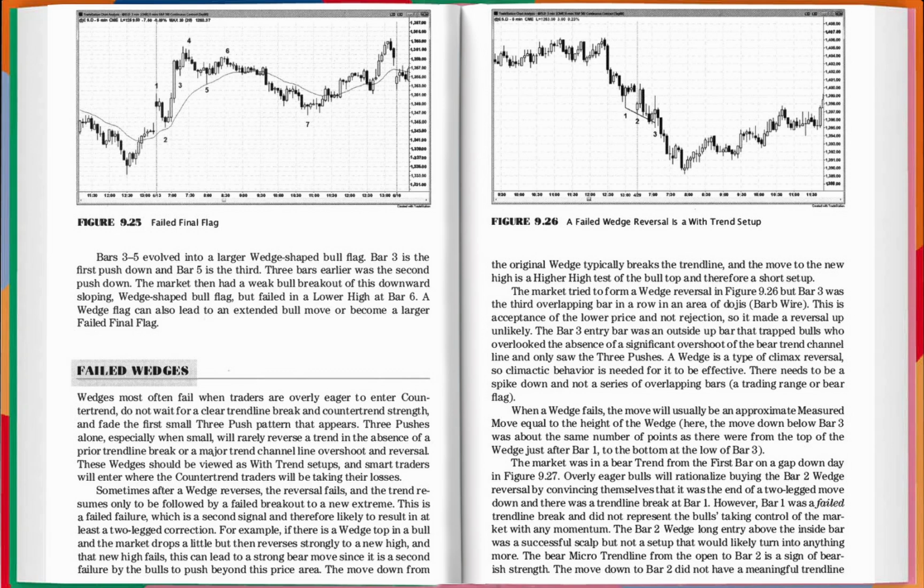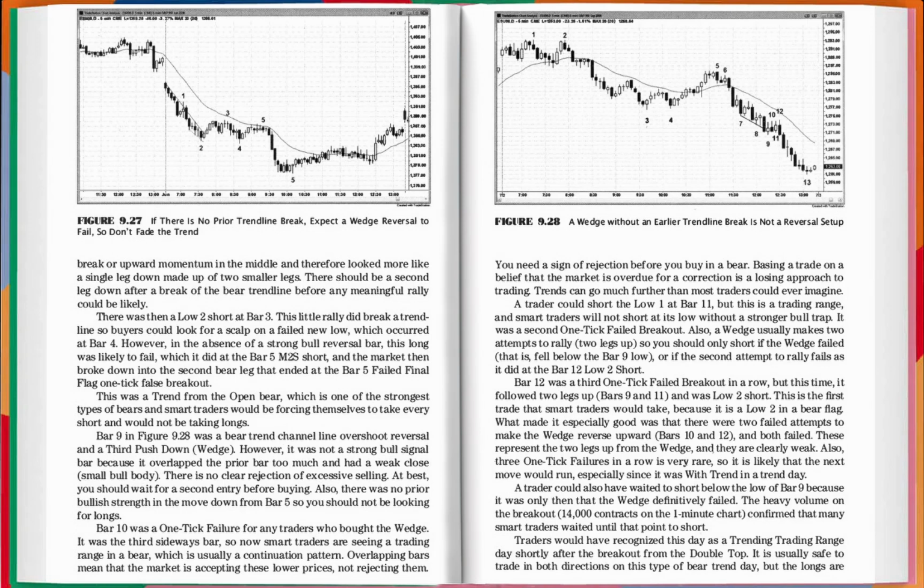The bear micro trendline from the open to bar 2 is a sign of bearish strength. The move down to bar 2 did not have a meaningful trendline break or upward momentum in the middle, and therefore looked more like a single leg down made up of 2 smaller legs. There should be a second leg down after a break of the bear trendline before any meaningful rally could be likely. There was then a low 2 short at bar 3.